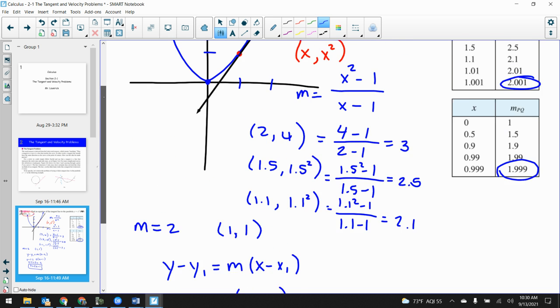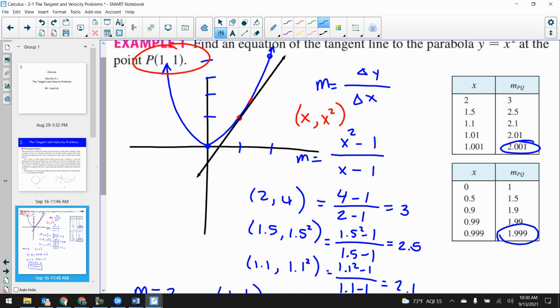Now, how did we do? Did we do pretty good? 2x minus 1? I'd say so. I mean, it's a little off, but say there's negative 1, slope of 2. Yeah, that looks pretty good.